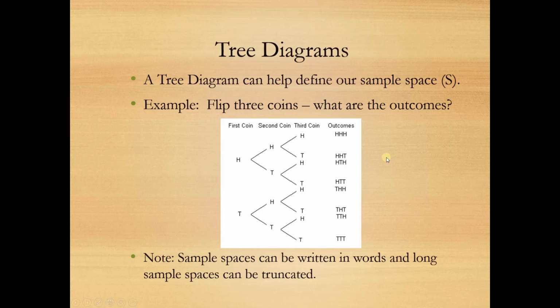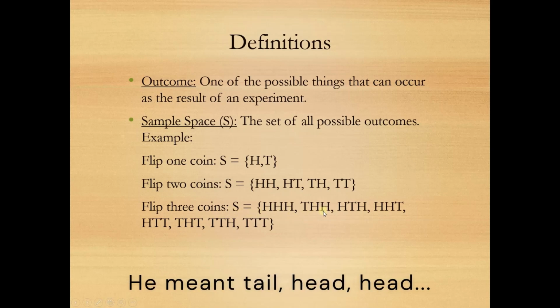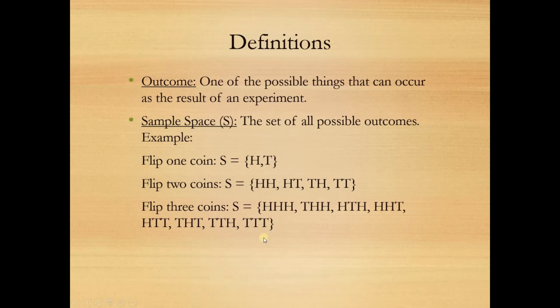You can also list or state sample spaces in words. You could also truncate them if it's very, very long and it just takes forever to write. So if we go back, you could theoretically say the sample space for flipping 3 coins is head, head, head, comma, tail, tail, tail, comma, dot, dot, dot, comma, tail, tail, tail. So long as you can establish a pattern that people can recognize, that can spare you from having to write all of the particular outcomes in the sample space.